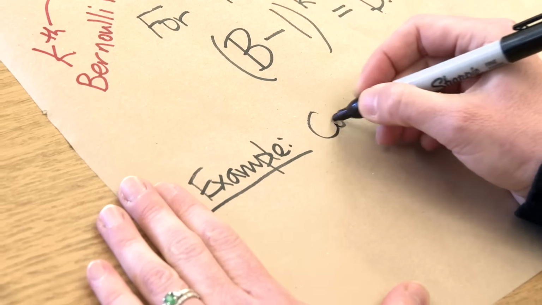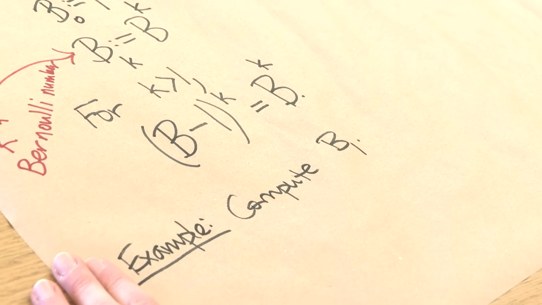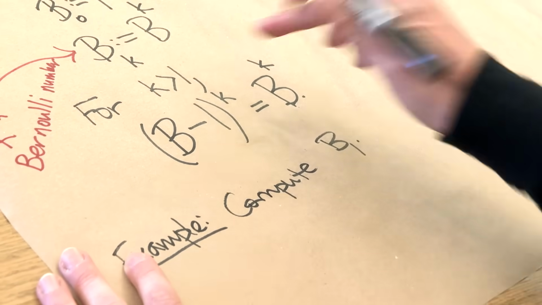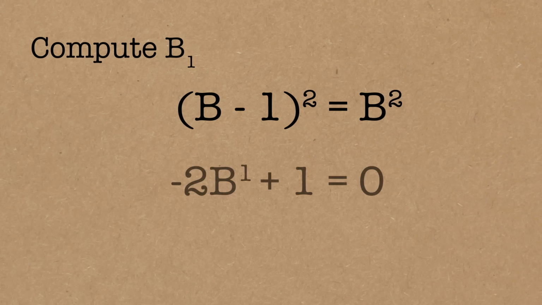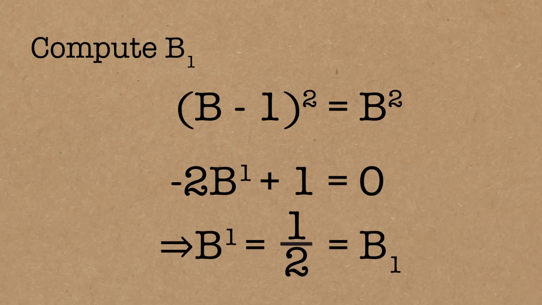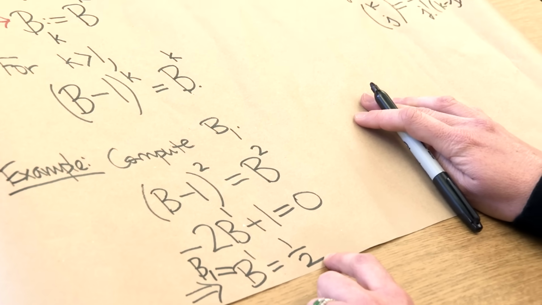Okay, cool. Let's compute what b1 is, since all we know so far is the value of b0. So if we want to do that, we'll use this rule. We have (b minus 1) squared equals b squared. So doing this, I get b squared minus 2b plus 1 equals 0, just skipping the step of canceling the b squareds. And so this tells me then b1 equals 1/2. And remember, we drop our subscript down, so this becomes the first Bernoulli number. The value is 1/2.